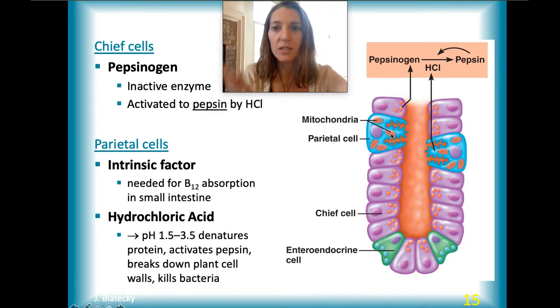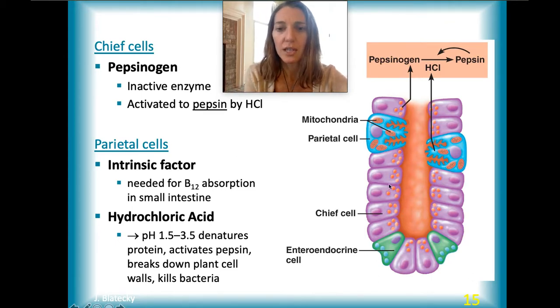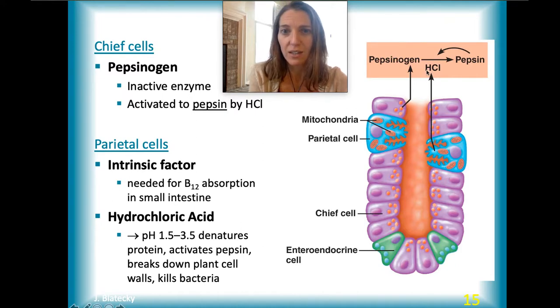Now, what each of these do: the chief cells are going to secrete pepsinogen. Pepsinogen is an inactive enzyme, and the way that it's activated is in the presence of hydrochloric acid, right? Hydrochloric acid is going to significantly drop the pH. As the pH in this environment lowers, the pepsinogen is actually going to be converted to its active form, pepsin.